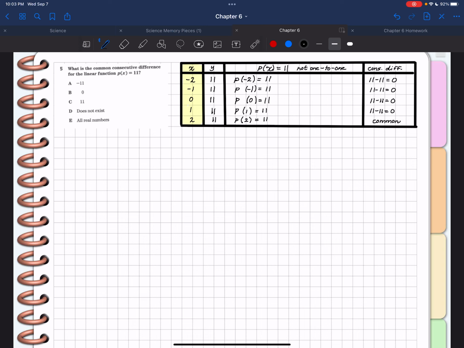Is the common consecutive difference -11? Is it 0? Positive 11 does not exist, or any real number that I could put in there. Don't let it trip you up here. You know the common consecutive difference. It's 0.